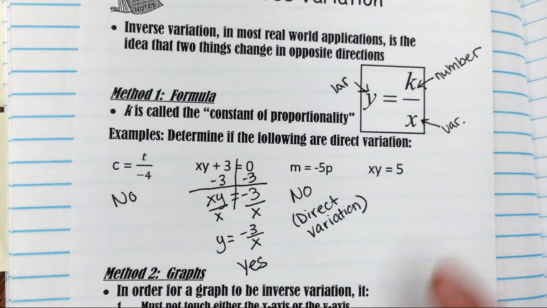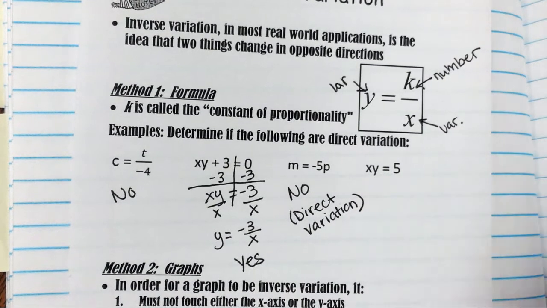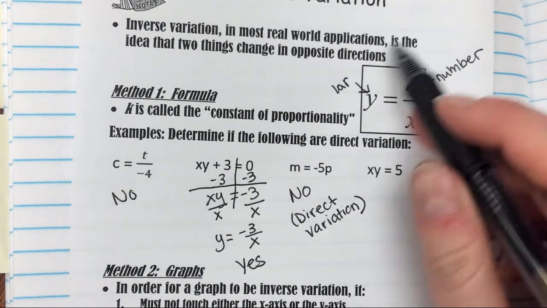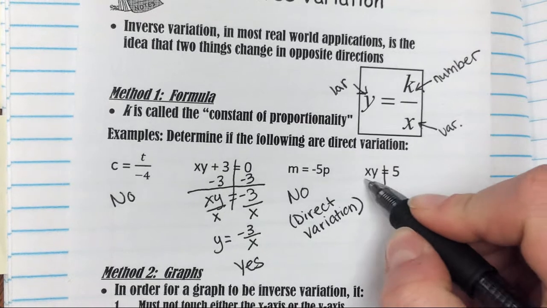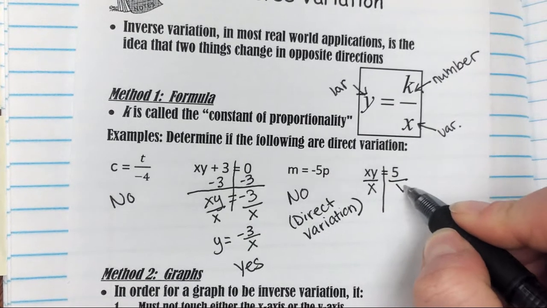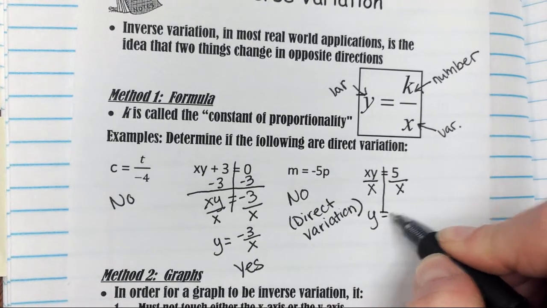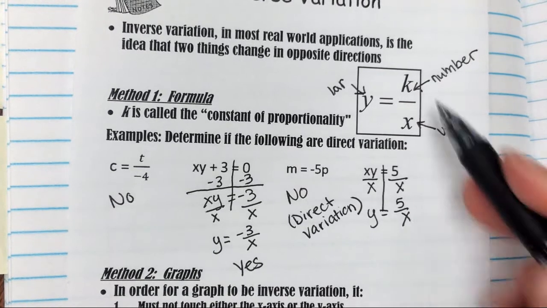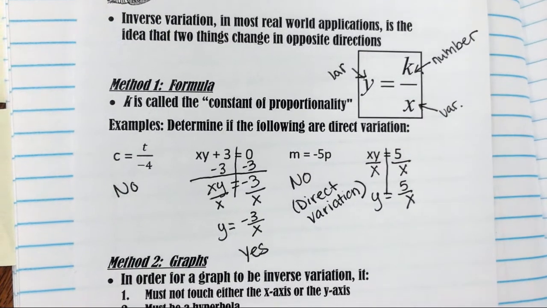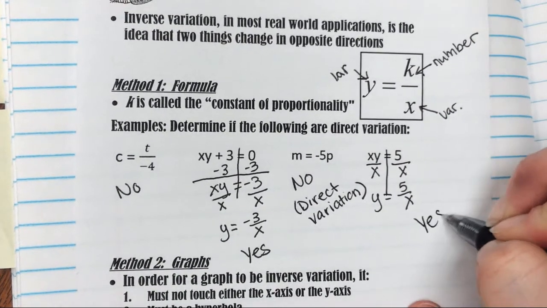All right, last example, I have xy equals 5. I want to see if I can rearrange it into this formula. So I'm going to divide both sides by x, and I end up with y equals 5 over x, which is my inverse variation formula. So this one is yes.